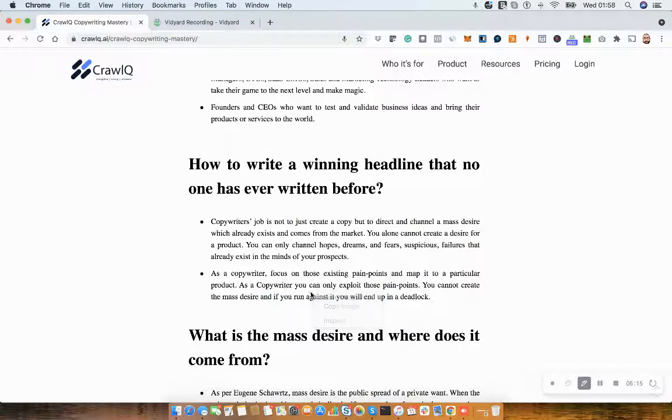It's really important to understand. You cannot create mass desire yourself. If you try, you are going to run against it, and you will end up in a deadlock. So it is very important to understand that using this exercise of market research, you are identifying a mass desire, and you are trying to channel this mass desire into a product copy. This is really important to understand from the very start.